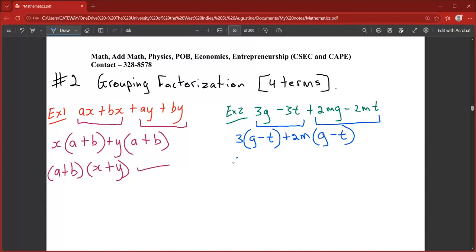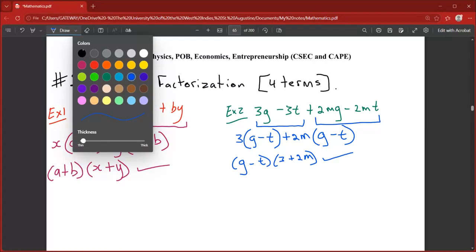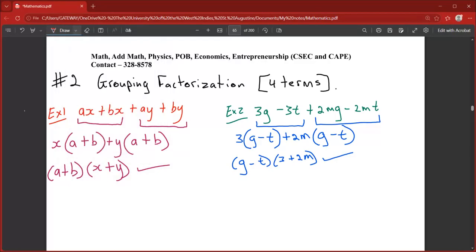So we're going to take out the g minus t, and we're putting 3 plus 2m in our next bracket. And that is our answer. Understand this, right? So another question here now.